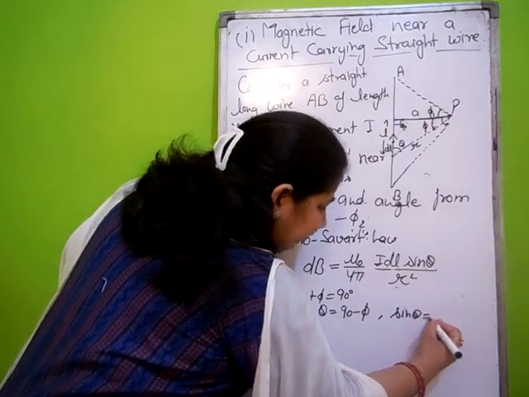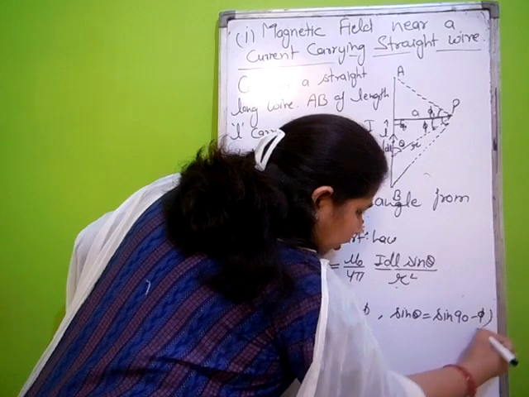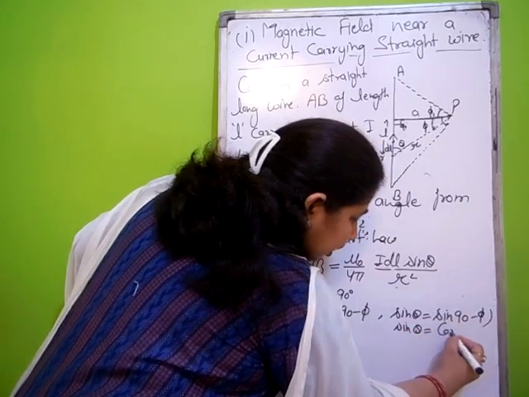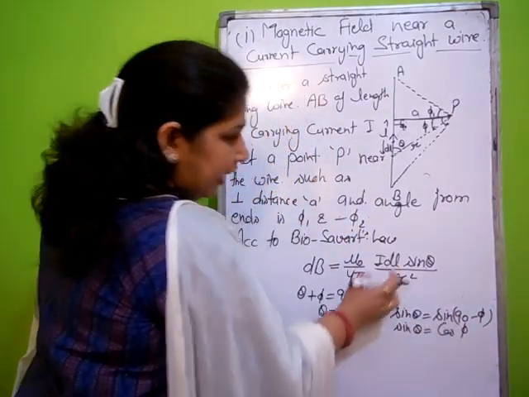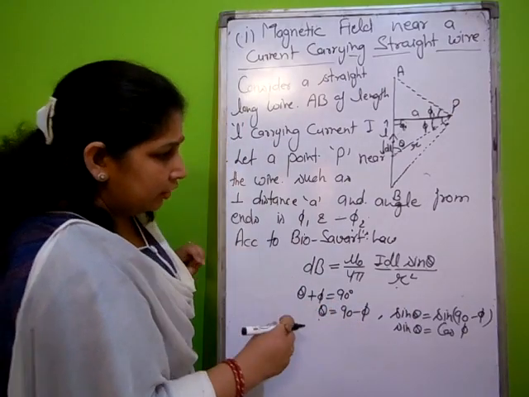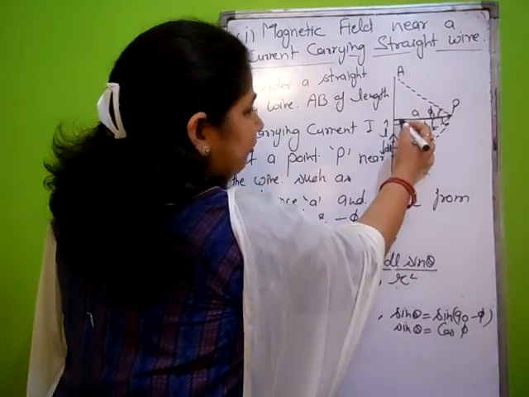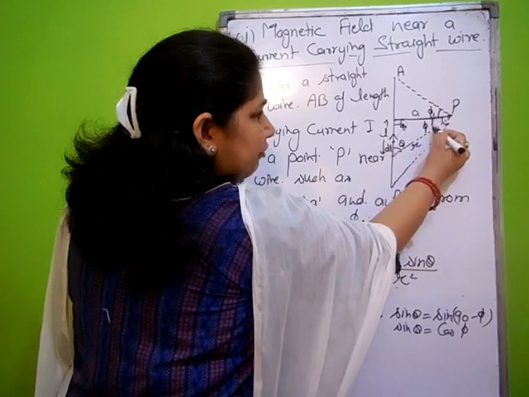Then sin theta, I will write here sin(90 minus phi), so sin theta is equal to cos phi. Sin(90 minus phi) is equal to cos phi. I will change sin theta into terms of phi. Now I will change dL and R. Here we have R, A, L in terms of phi.